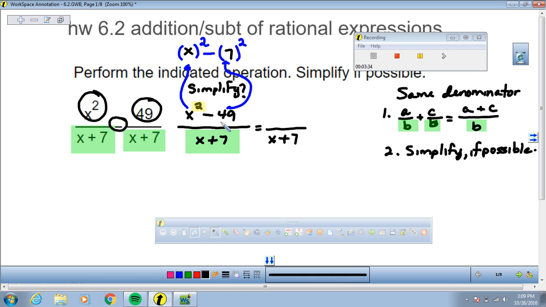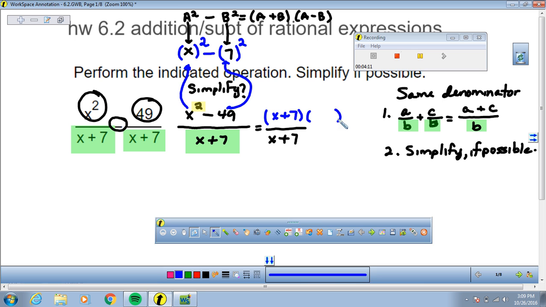7 squared equals 49. So looking at the formula, if you remember, the formula is a squared minus b squared, and the factors of that will be in one parenthesis a plus b, and in another parenthesis a minus b. So as you can see, a is x and b is 7. So if we put them in factored form right here, it will be a plus b, which is x plus 7, and in the other parenthesis a minus b, which is x minus 7. Okay?